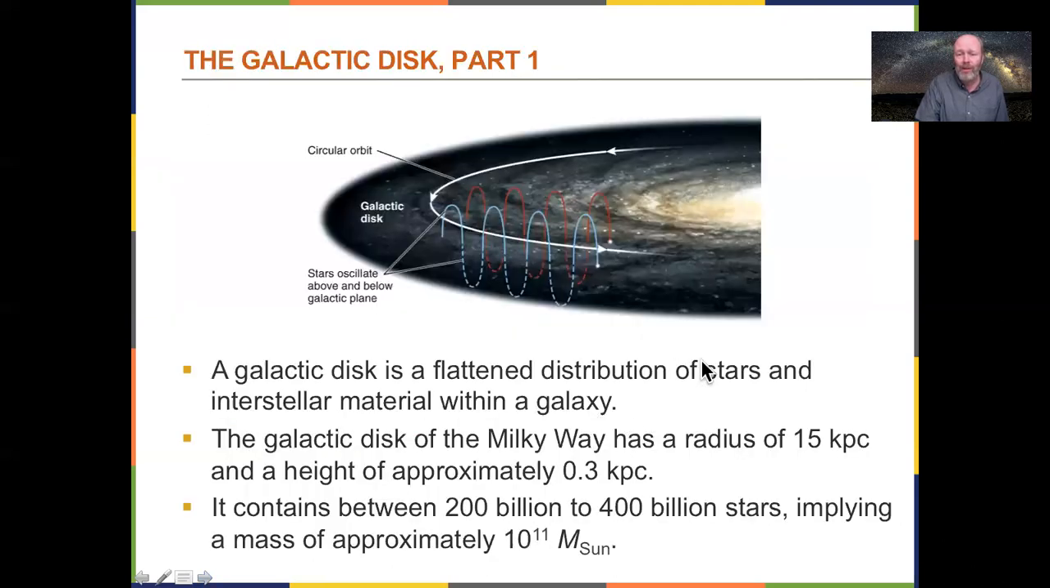But as we're going through our galaxy, as stars go around, we take about 250 million years to go around the bulge from where we are. We're also going up and down. We have this oscillating pattern.